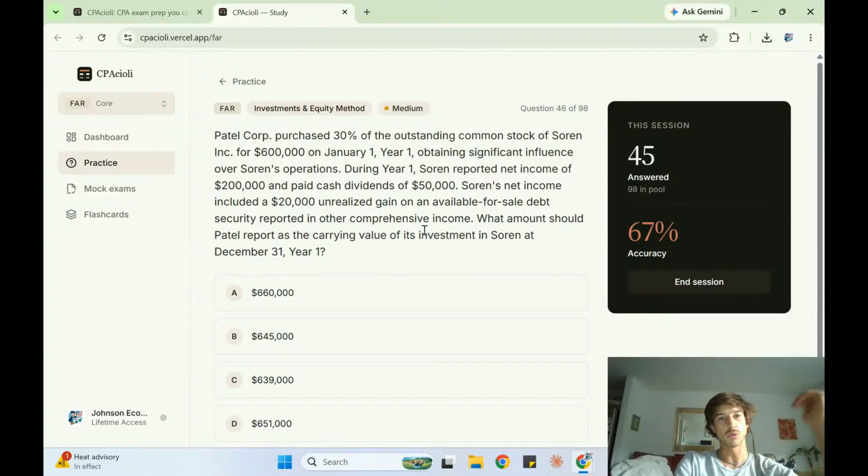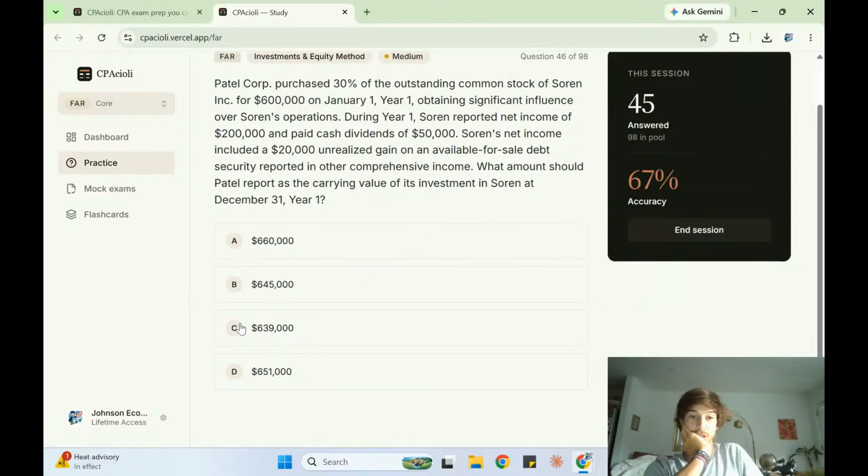I'm not sure if you... 150,000 times 0.3. And you add that, so 645. But I'm not sure if you include the $20,000 unrealized gain, since unrealized, I feel like that doesn't need to be included. So I think I'm going to try 200 minus 20 is 180, minus 50 is 130. 130 times 0.3 is 39. So I'm going to go with C, but it could be B.